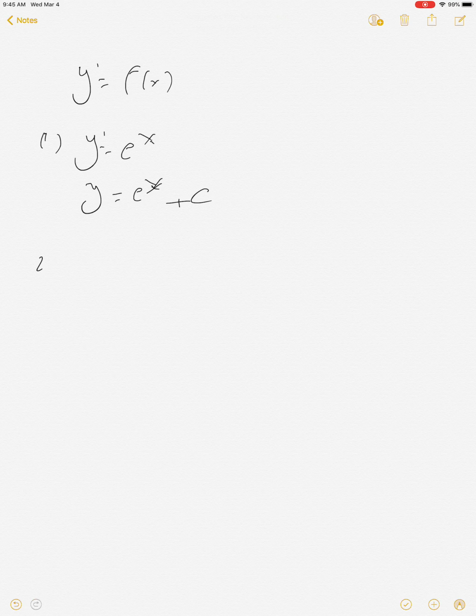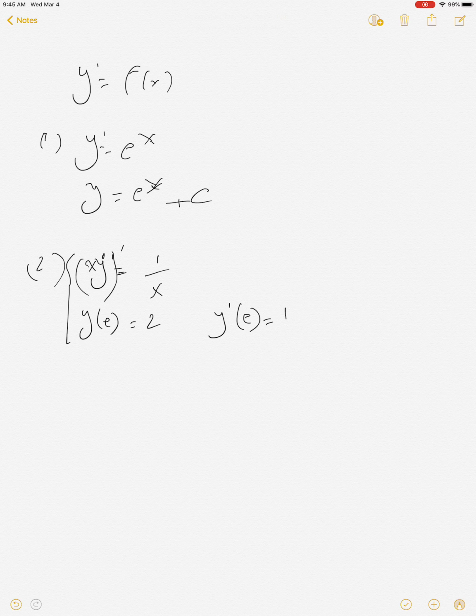Another example, let's say you have x y prime equals 1 over x. Let's put some conditions next to it: y of e equals 2, and y prime of e equals 1. If you look at the conditions, the x is very close to e, so we assume that x is greater than 0, not equal to 0.